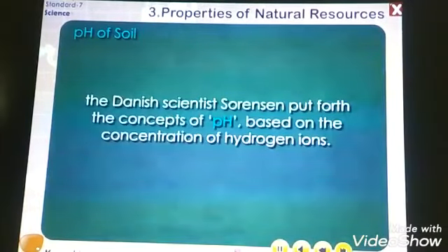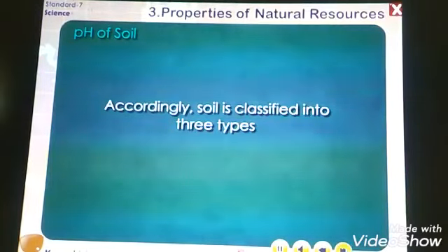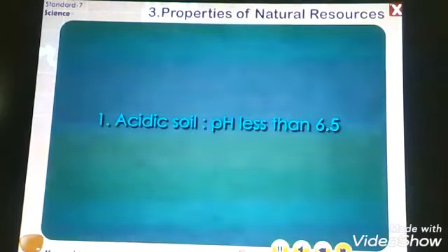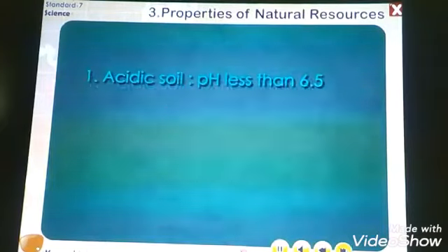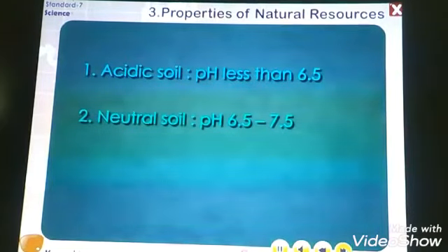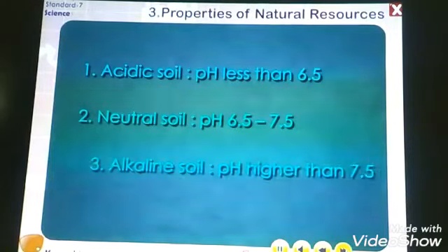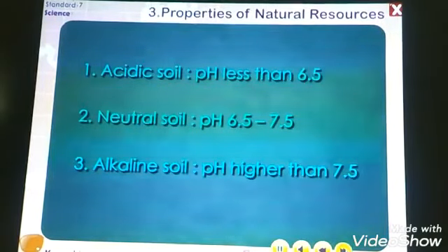pH of soil. The Danish scientist Sorensen put forth the concept of pH based on the concentration of substances. Accordingly, soil is classified into three types. Acidic soil, that is pH less than 6.5. Neutral soil, pH ranges from 6.5 to 7.5. Alkaline soil, pH higher than 7.5.